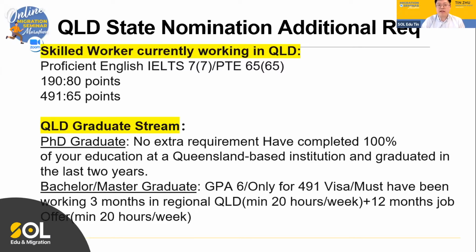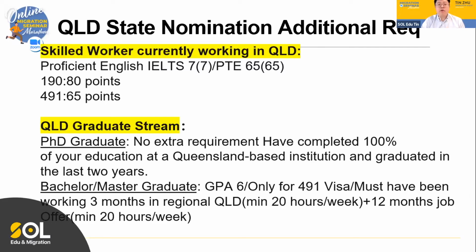If you already graduated more than 2 years ago, we can discuss with the Migration Queensland Department case by case. And if you would like to go through the Queensland graduate stream by obtaining a bachelor or master degree, you need to have at least a GPA of 6 out of 7, which means the average will be 75%. And it is only applicable for the 491 visa, the regional visa. You can't use the graduate stream to apply for the 190 visa if you only graduated with a bachelor or master.